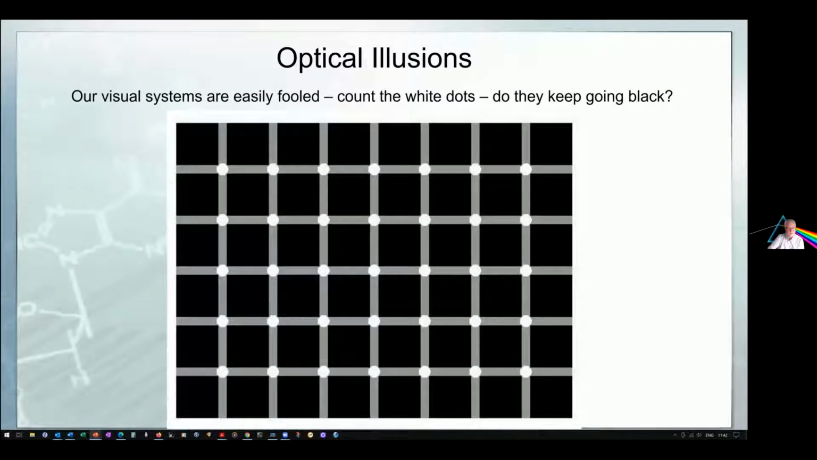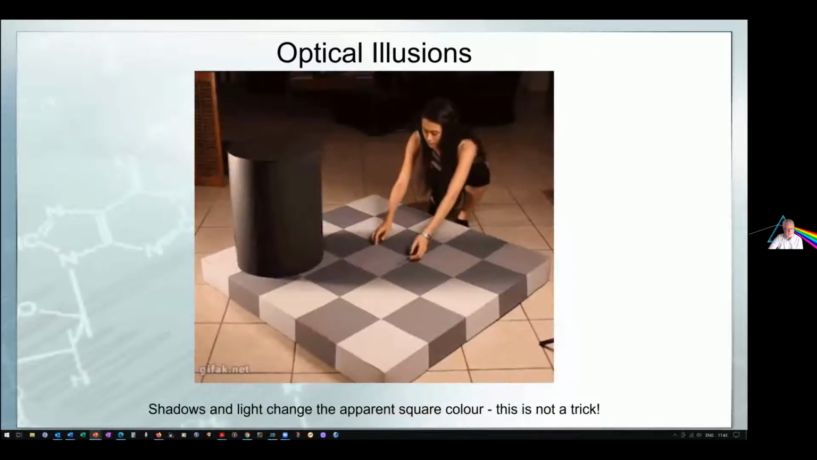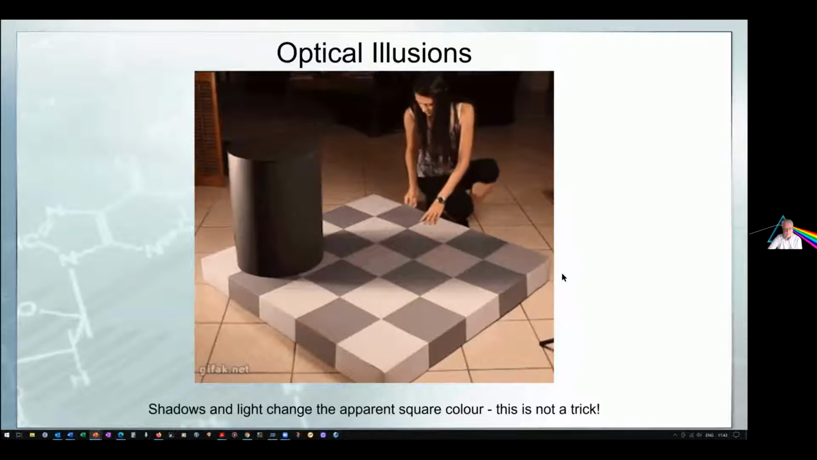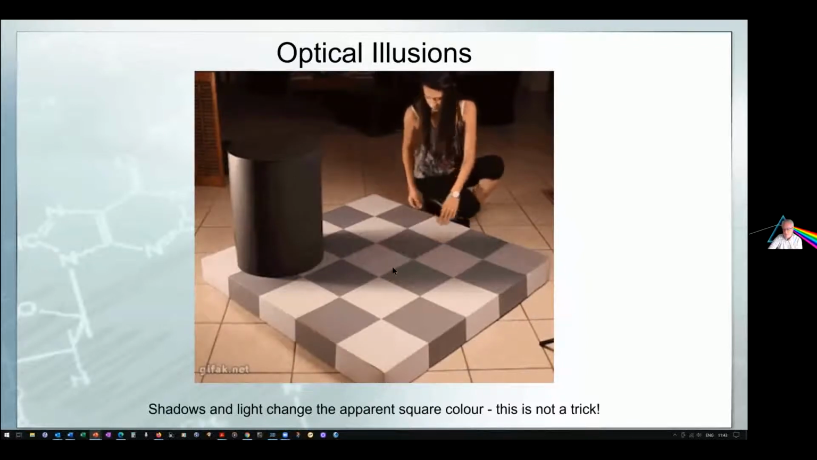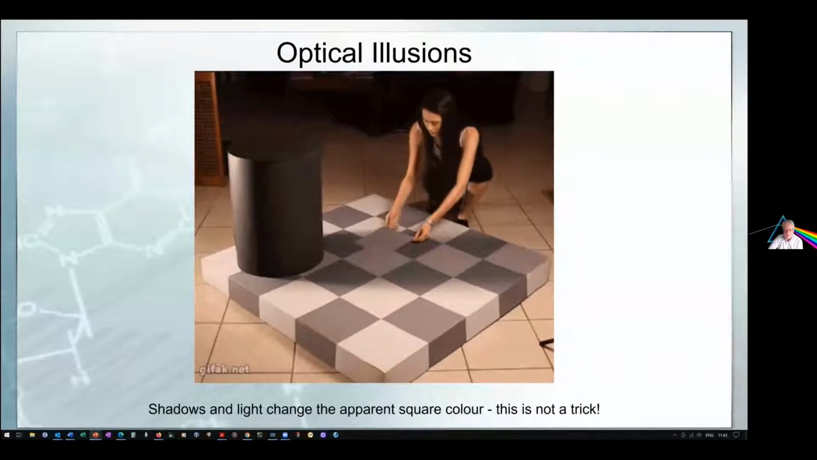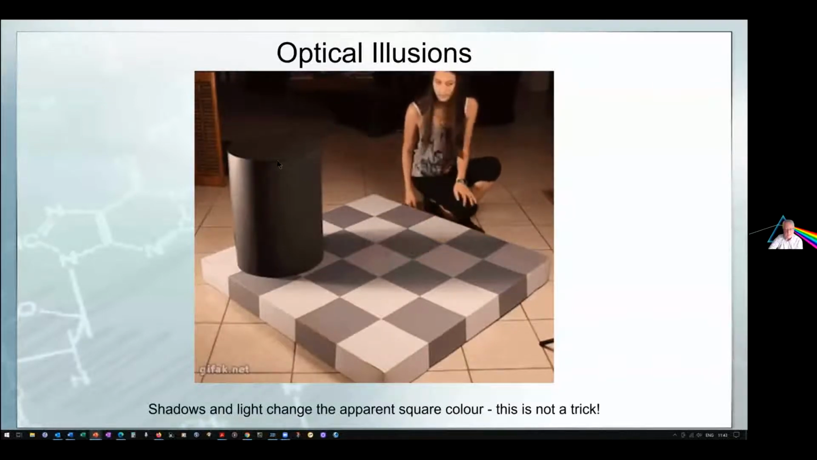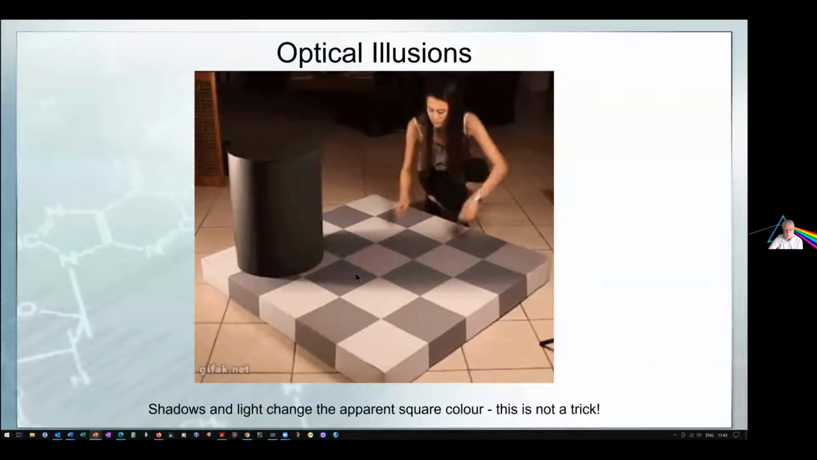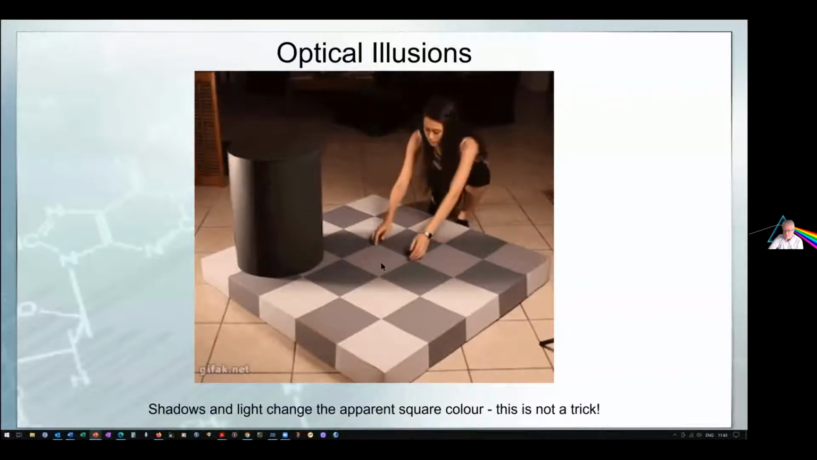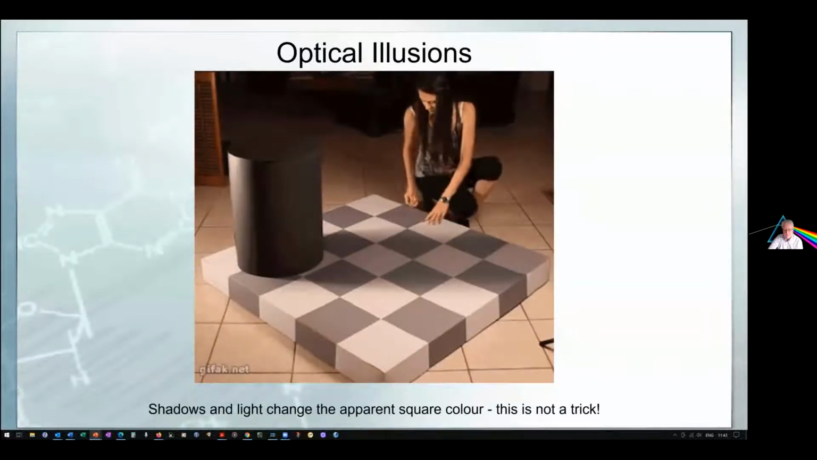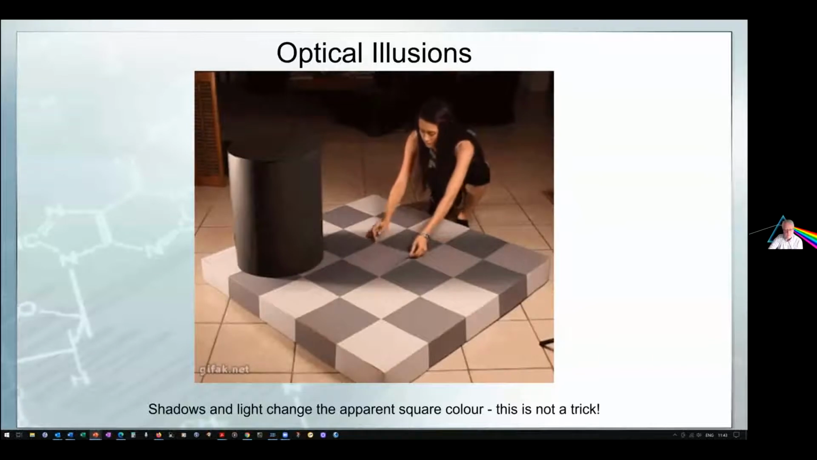Now, I want you to count the white dots. Do they keep going black? Now then, this is not a trick. The lady there's picking up that square and moving it, and all of a sudden we see it change. The reason for this is our eyes see that square there in shadow, and we're familiar with this pattern, and so we automatically make a compensation in our brains and assume that that square must be lighter than it really is. As I say, this isn't a trick, this is a genuine person moving a tile.